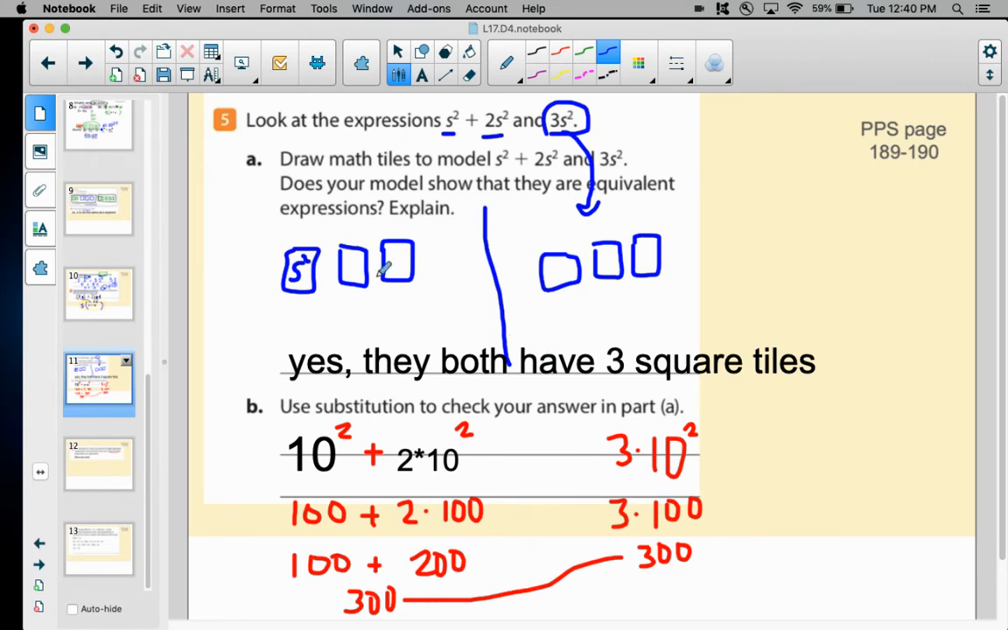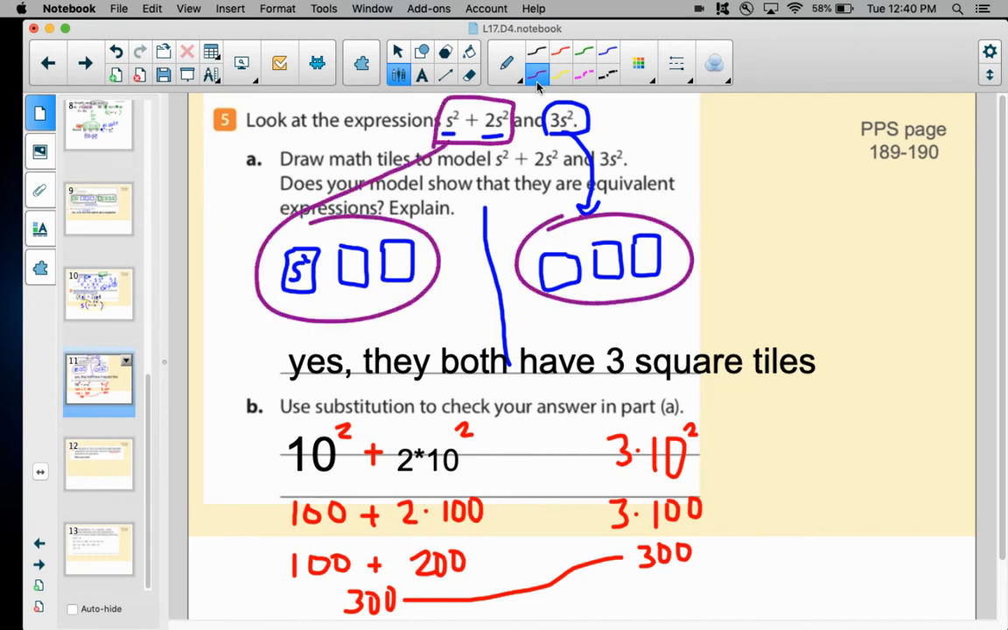Number 5 was asking you to draw math tiles, and I know that I've been modeling this along the way. I know that the s squared is that blue square. So you see on one side, the s squared plus 2s squared is here. And then the 3s squared is over here with pictures. And so, yes, they both have 3 square tiles. So, yes, they are equivalent.